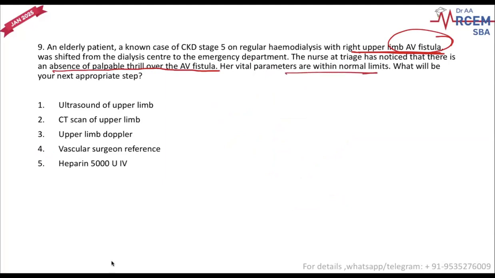Vitals are within normal limits. What will you do? It's better to get a scan done. Because this patient is stable, you do not know what is causing the loss of AV fistula thrill. So get an upper limb Doppler scan done. Once you have the cause, you can involve the vascular surgeons.